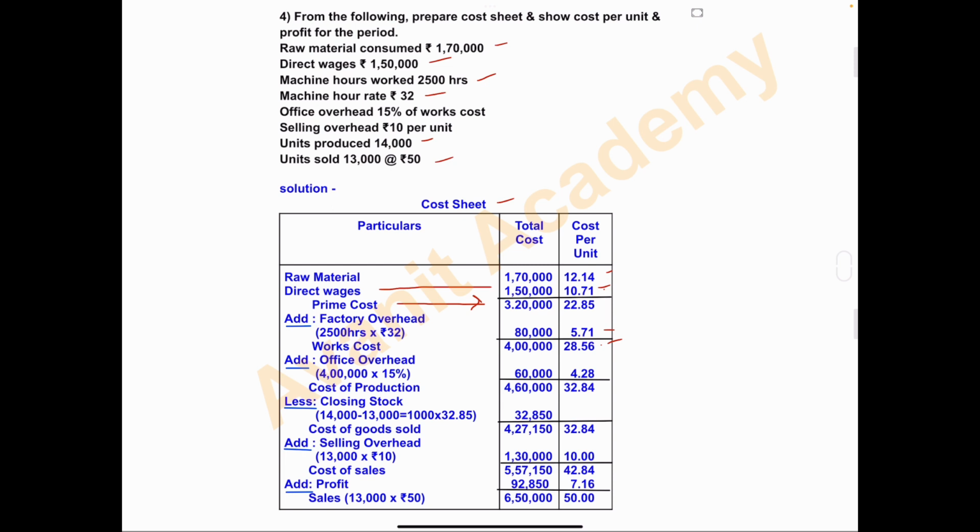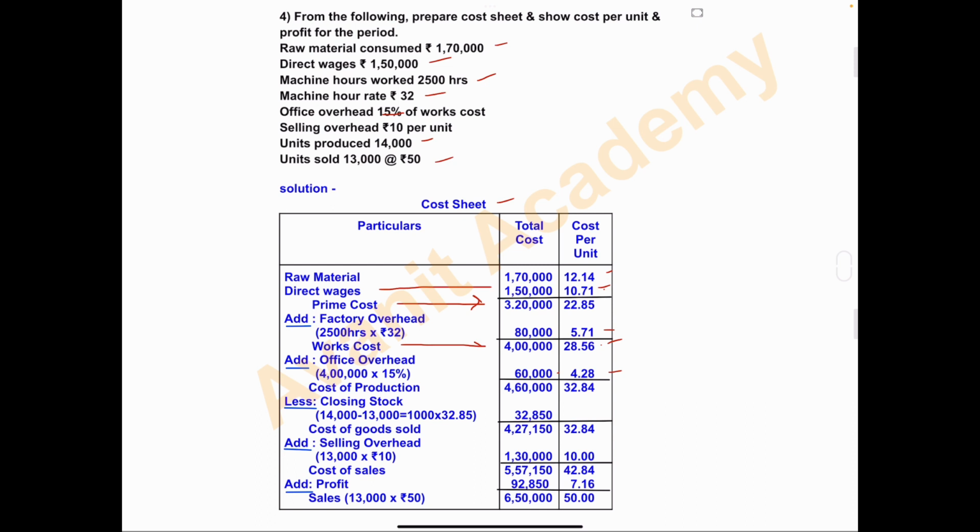Add office overhead. See the problem, how much do we have to charge? 15% of works cost. Just now we have got works cost. So this 4 lakh and 28.56 is the works cost amount. So office overhead we have to charge 15% of works cost. So in bracket write 4 lakh into 15% and you will get 60,000. And cost per unit: 60,000 divided by 14,000, 4.28.